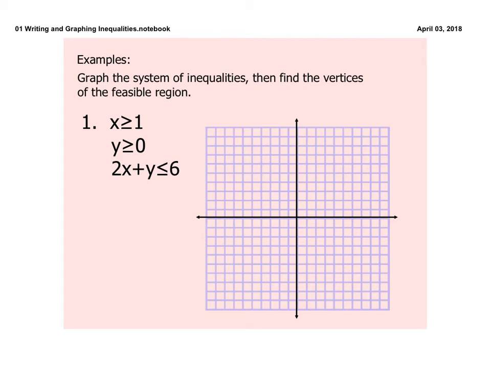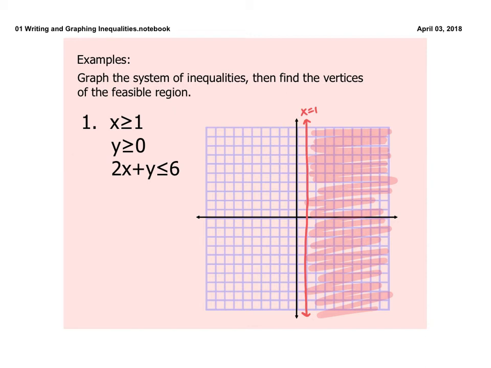Let's try another example of this, putting all of this together. So we have x is greater than or equal to 1. So we have a solid line right here at x is equal to 1, and we're going to shade greater than or equal to 1, which means that we're going to shade over in this region. It's really important to try to stay nice and neat with these graphs because they get messy pretty quickly.